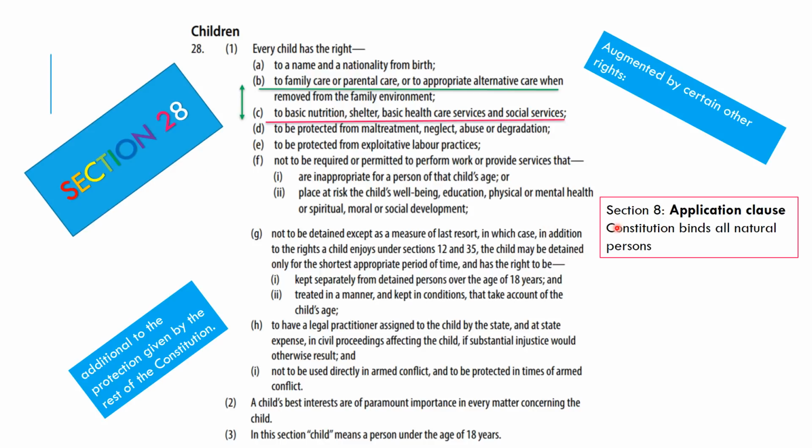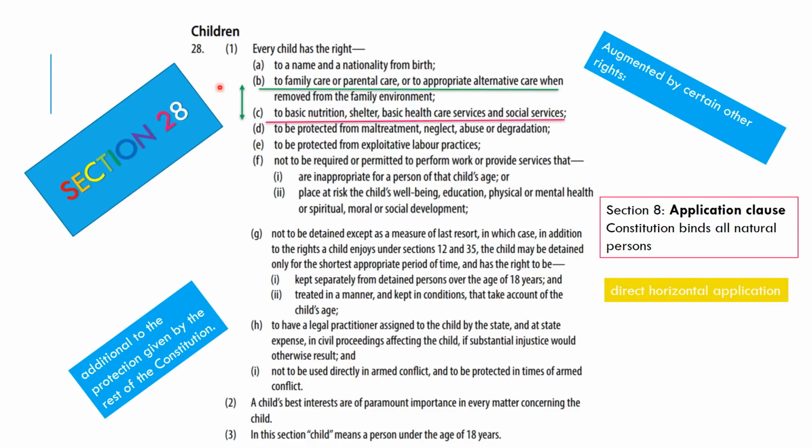Another section we can look at is Section 8, which is the application clause. This provides that the rights in the Bill of Rights will bind all natural persons, should the nature of the right permit. So how does Section 8 and Section 28 link with each other? Now this creates a direct horizontal application. What do we mean by this?